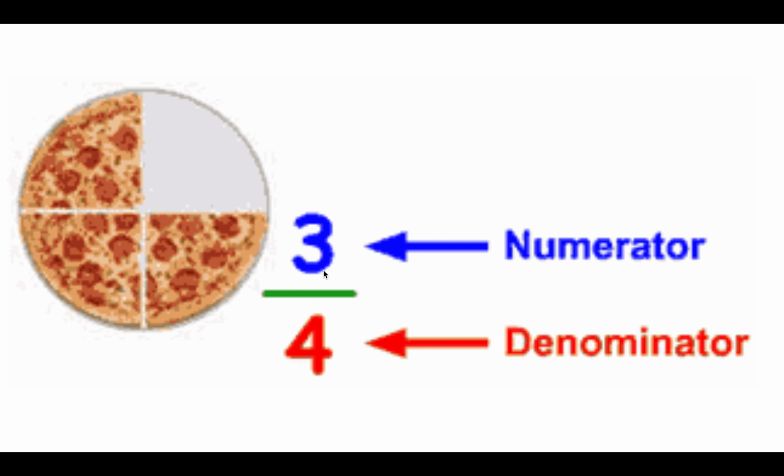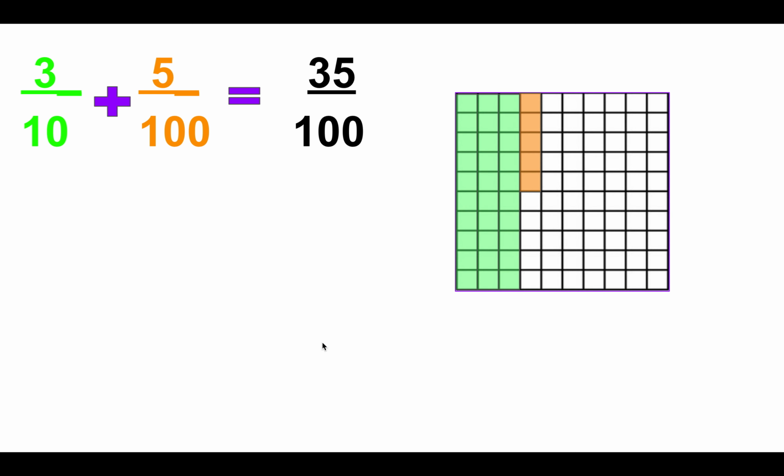Everybody. Today we're going to learn how to add fractions with different denominators. So the number on top is called a numerator, like we learned yesterday. The number on bottom is a denominator. And yesterday we learned that 3/10 plus 5/100 equals 35/100. Today I'm going to show you a method that will always let you add any numbers with different denominators.